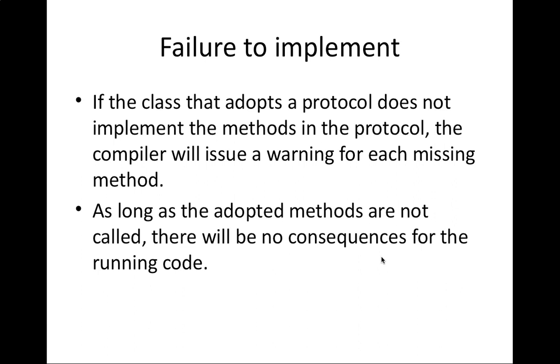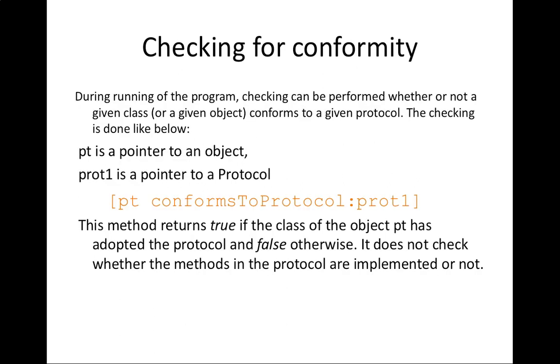Failure to implement: if the class that adopts the protocol does not implement the methods in the protocol, the compiler will issue a warning for each one of the methods that's missing. Missing this one, missing this one. It's enforcing some rules, essentially. Same thing as an interface does. As long as the adopted methods are not called, then there's no consequence for the running code. It's a warning. If you accidentally call one of them, you're going to be in trouble because it's not implemented. So you can check for conformity.